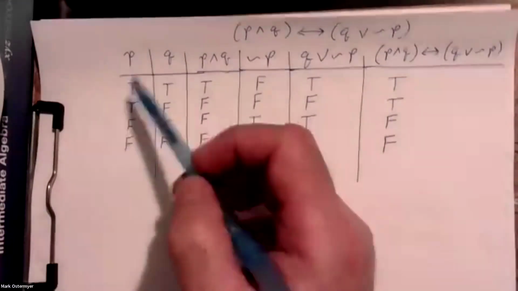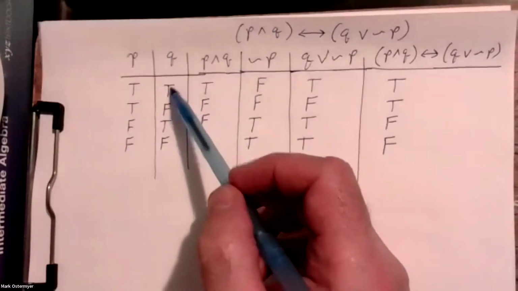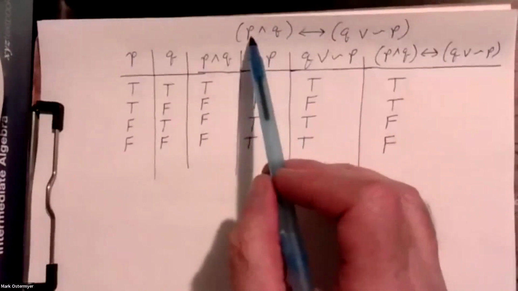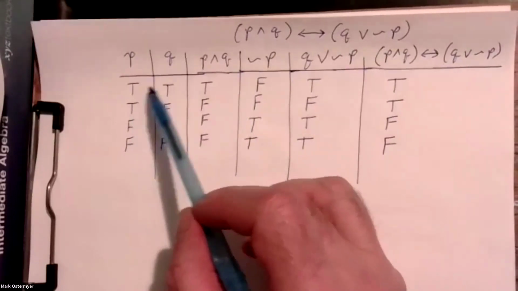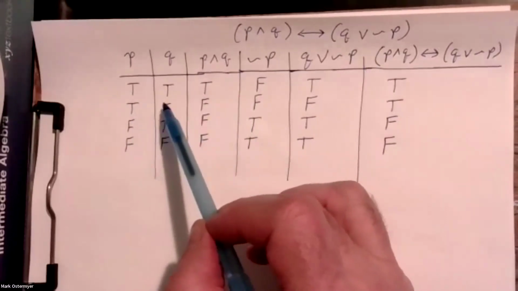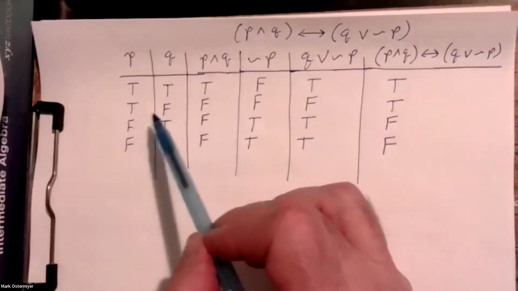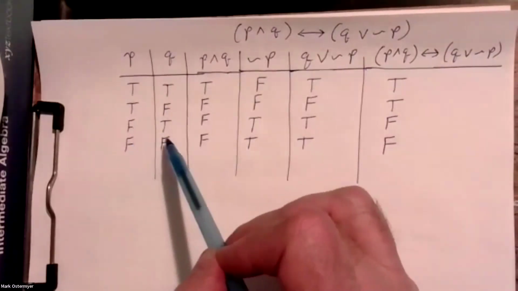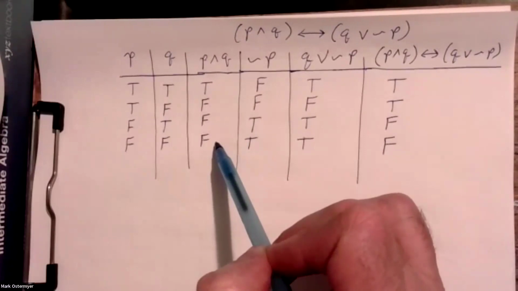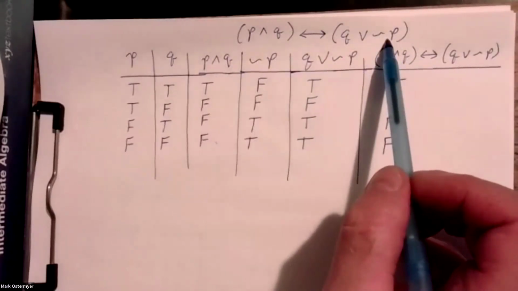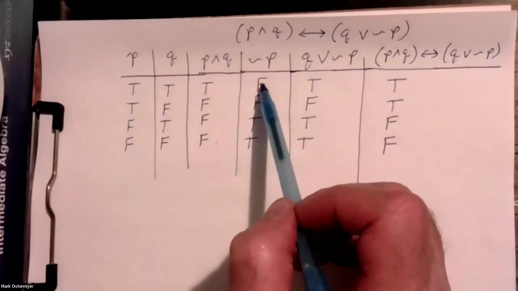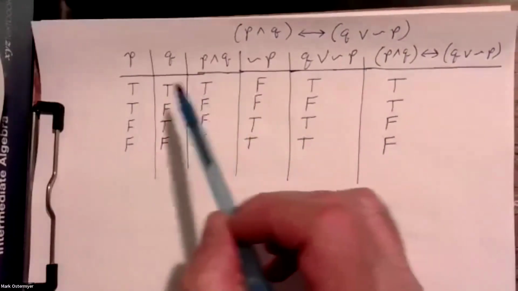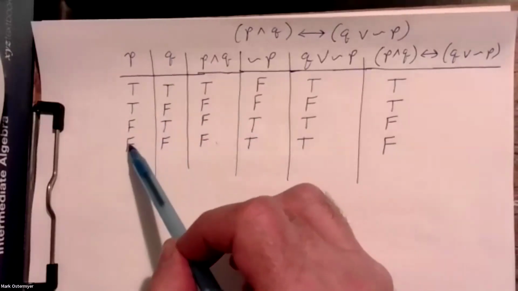Let's take a look here. First column is the P column: true, true, false, false. Q column: true, false, true, false. I did what's inside parentheses first. I did the P and Q first, that's my next column after Q. True and true, true. True and false, false. False and true, false. False and false, false. Then I went to the second set of parentheses; I have to do the negation of P before the or. So the next column is the negation of P: false, false, true, true.